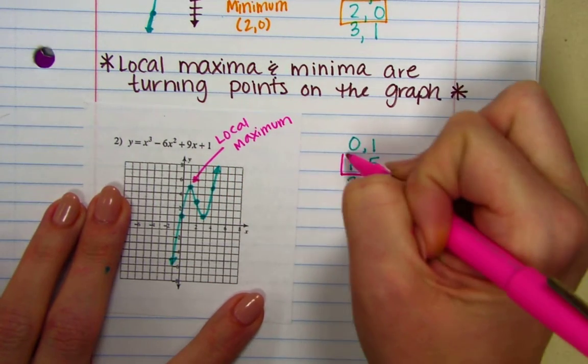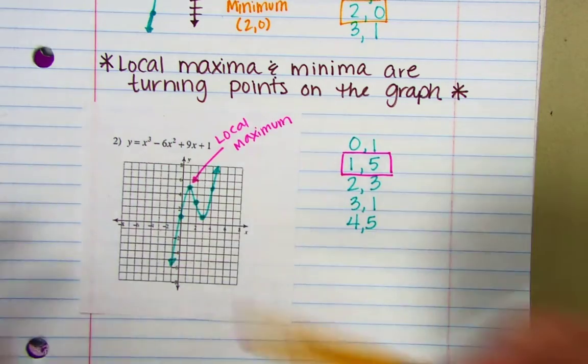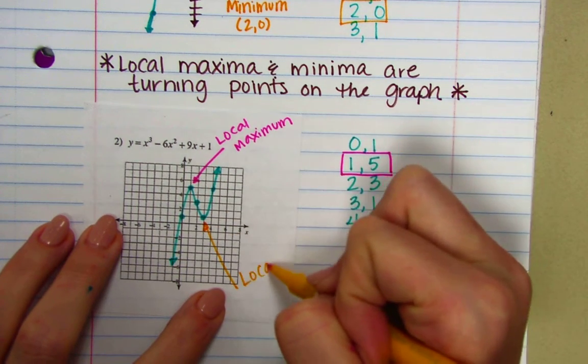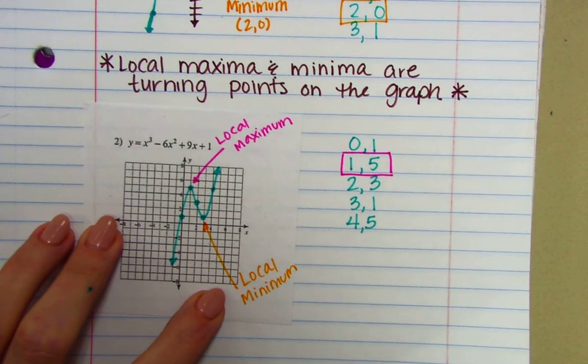Okay, and I'm doing it in color coding, 1, 5. And then what is my local minimum? 3, 1. 3, 1, right. They're pretty easy to spot.